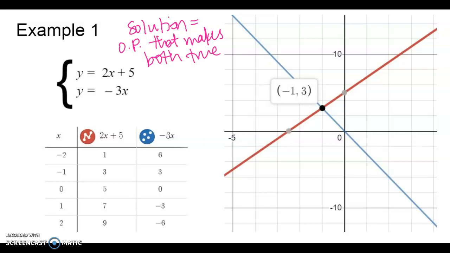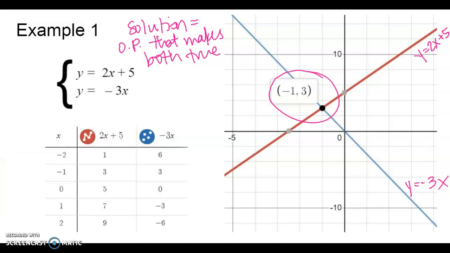So our red line right here is y equals 2x plus 5, and our blue line is y equals negative 3x. So if we plot both lines on the same coordinate grid, the point of intersection is our solution. So the ordered pair negative 1, 3 makes both of these equations true. And we can test that out by plugging in that ordered pair to each equation.